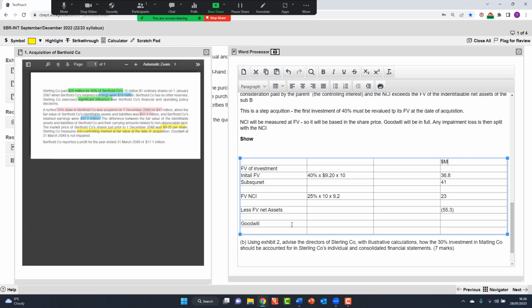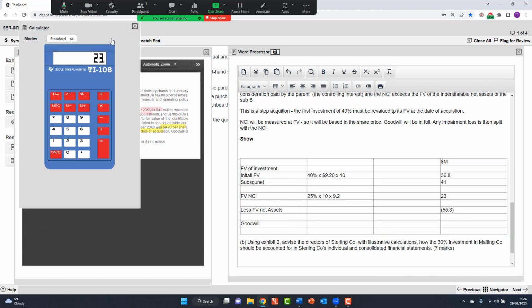Now I'm looking at the time, and I've got some decisions to make about what I do with the rest of my time. Honestly, I've actually earned all the marks available for the calculation of goodwill, but I know that you want me to do the calculation of goodwill, so I will do that so that we can see it is the right answer. So what am I doing here?